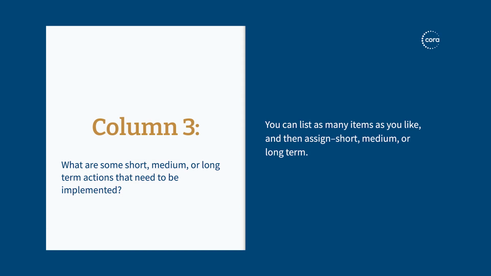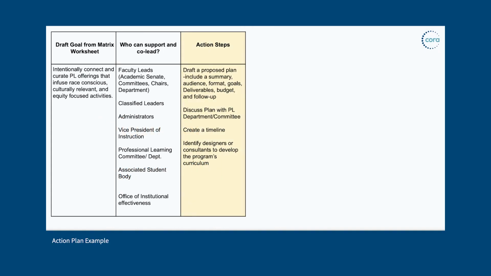So now column 3. What are some short, medium, or long-term actions that need to be implemented? You can list as many as you like, and then assign them short, medium, or long-term, right? Based on your campus climate, based on where your starting point is. I also like to encourage, if you have an end time frame in mind, whether that's 1 year, 2, or 3 years, then design with the end in mind, and you can work backwards from that timeline. That allows you to really break up what those short, medium, or long-term checkpoints are for you. So if this is a year from now or 2 years from now, work backwards by identifying key dates or timeframes that you want to achieve, or certain points that you want to be at by moving towards that goal.